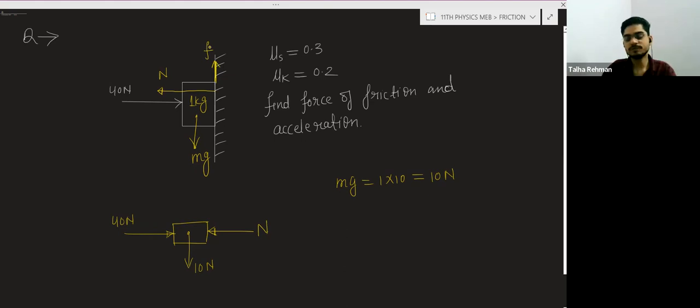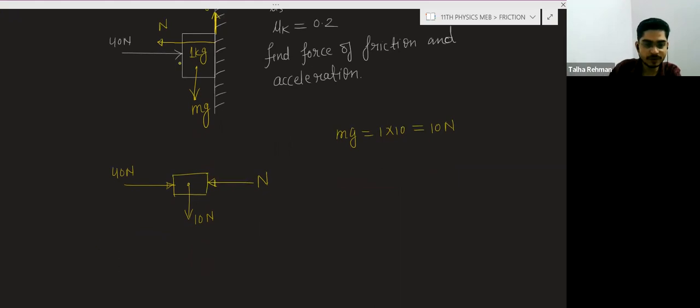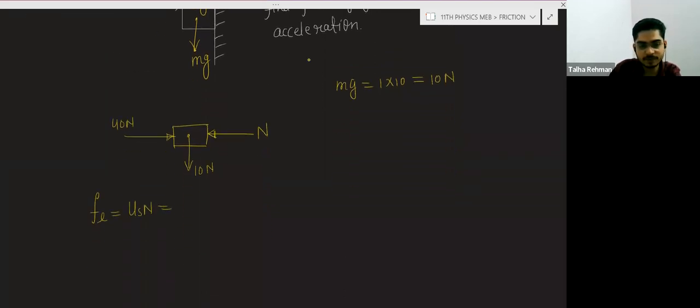But I don't know what is the value of the friction force. And I don't know what type of friction force. It can be kinetic also. It can be static friction force also. For that, we will calculate the limiting value of the friction force. Limiting value of the friction force is given by mu s into N. What is mu s? See here, mu s is 0.3.